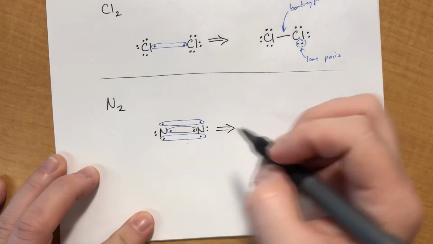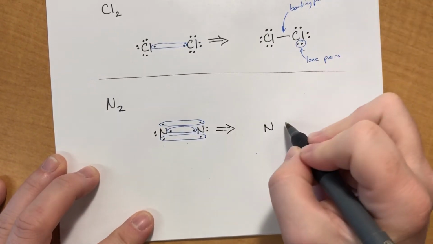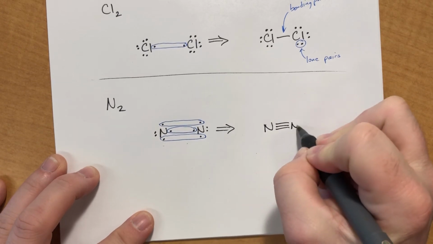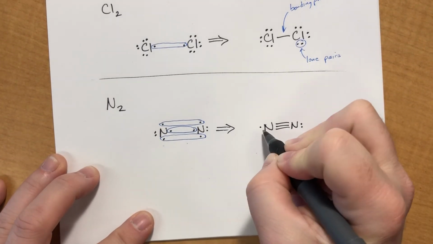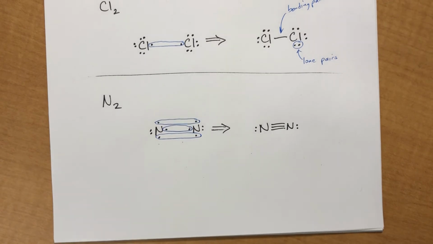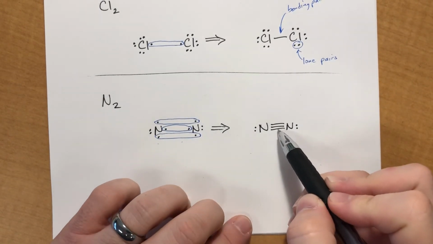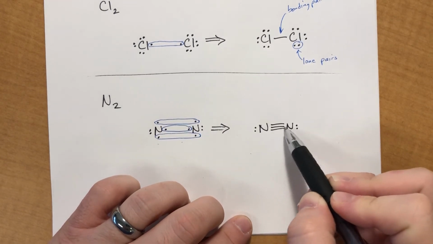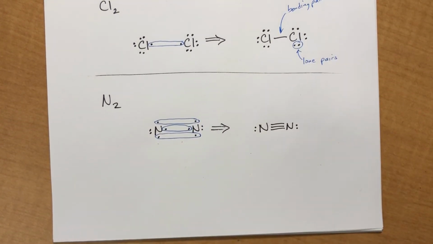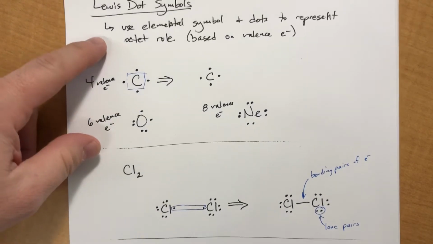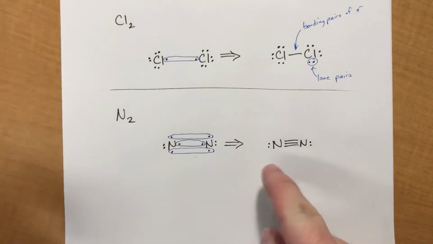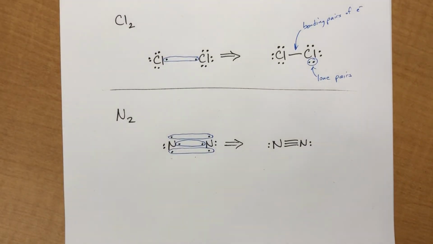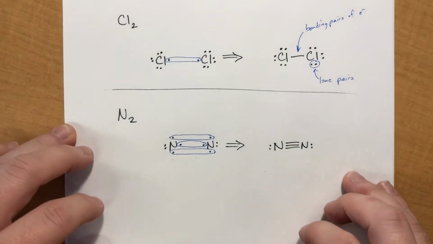Nitrogen is also diatomic, but it doesn't look the same as chlorine. It ends up forming a triple bond, and it still has a lone pair on each side. So in terms of counting, this nitrogen has 2, 4, 6, 8, and this nitrogen has 2, 4, 6, 8. The bonds count towards both of them. So this is what Lewis structures and Lewis dot symbols are about: representing this octet rule, the reason that atoms form bonds and share things.